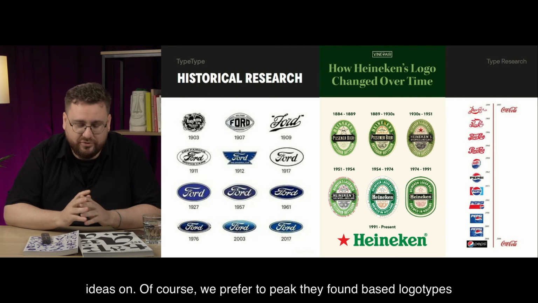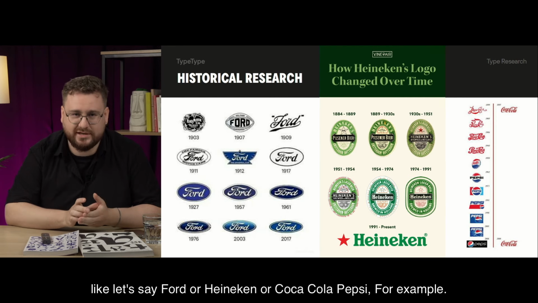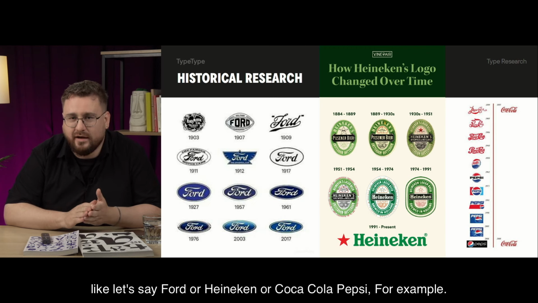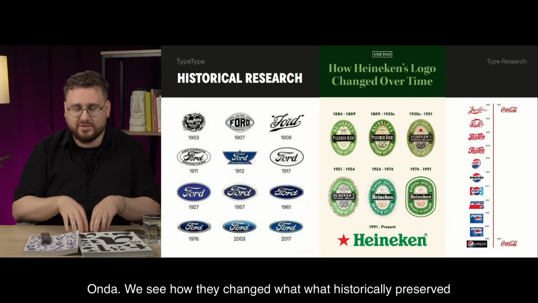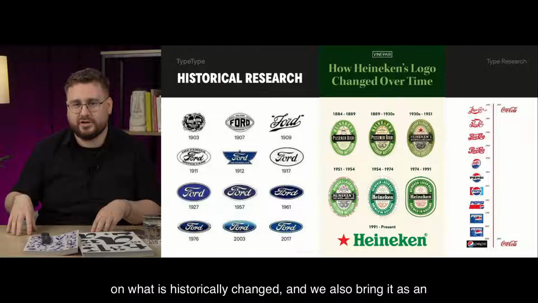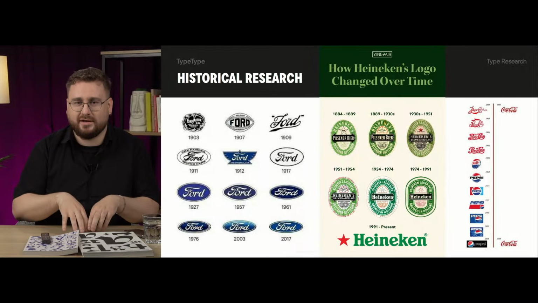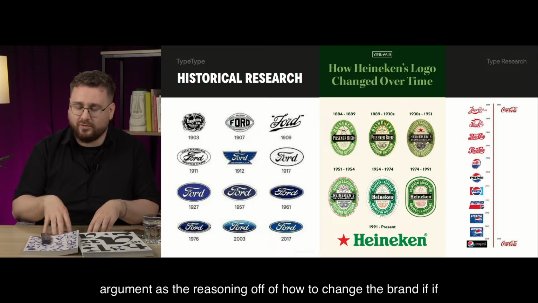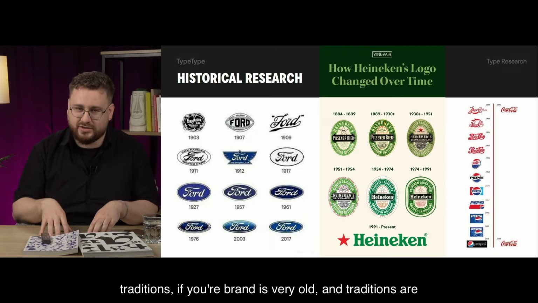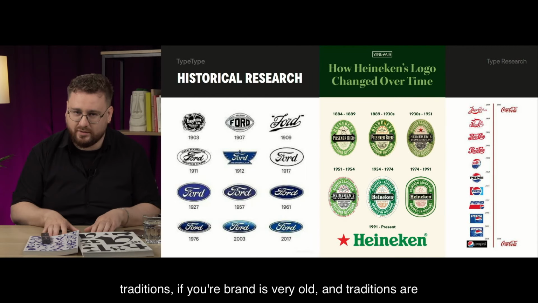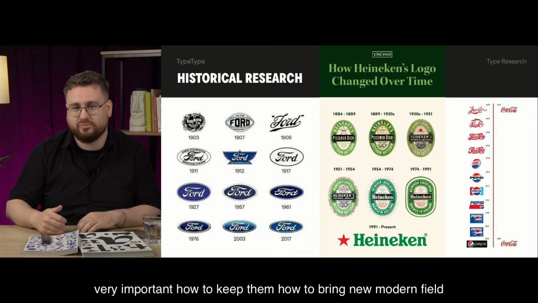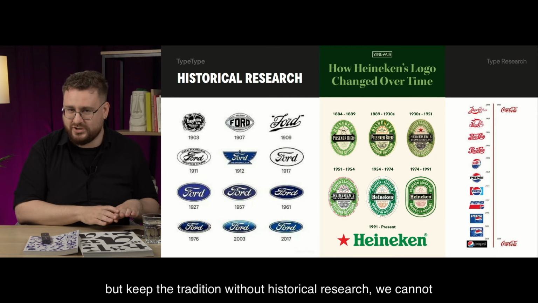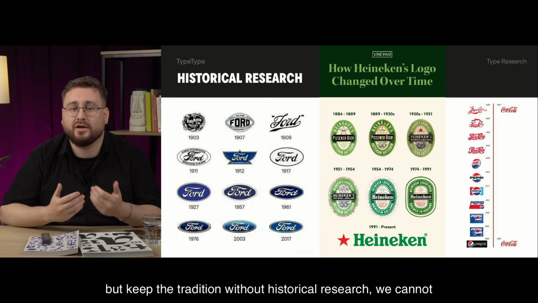And of course, we prefer to pick the font-based logotypes, like let's say Ford or Heineken or Coca-Cola or Pepsi, for example. And we see how they changed, what was historically preserved and what historically changed. And we also bring it as an argument, as reasoning of how to change your brand if your brand is very old and traditions are very important, how to keep them, how to bring a new modern feel but keep the tradition. Without historical research, we cannot do that.